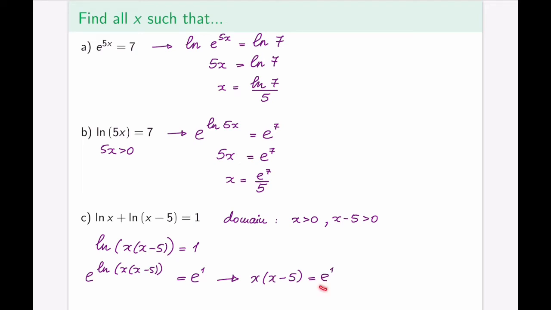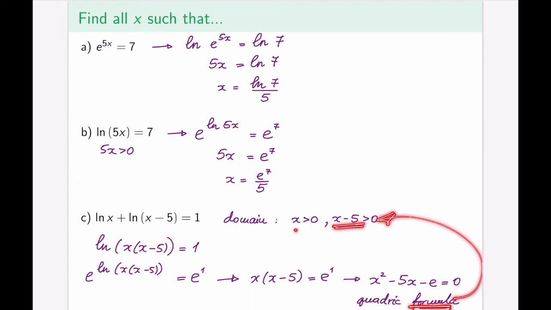Now, as I pointed out before, e to some power is just a constant, so this is simply a number, and I can open up the brackets on the left-hand side and move everything over to the left-hand side. So what I'm going to get is x squared minus 5x minus e to power 1, or just e, is equal to 0. Now, this is simply a quadratic equation, so all we have to do here is apply quadratic formula in order to figure out the solutions, and then make sure that we check those solutions against the domain that we are given by our original equation.